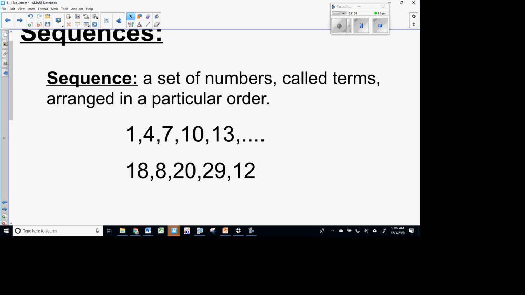Or it could be something where there's really no math at all. 18, 8, 20, 29, and 12. It was just a random pattern, so to speak, that represents that. Okay? Let's talk some notation.